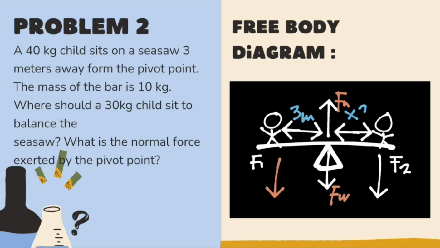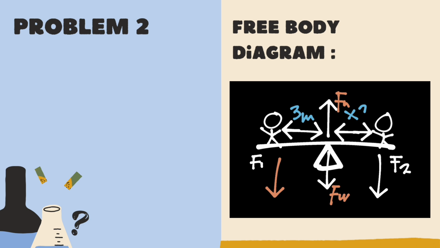On the free body diagram, the child on the left is 3 meters away from the pivot point, and the child is exerting a weight force called F1. And on the other side, the second child is x meters away from the pivot point, which is what we are looking for, and the child is exerting a weight force called F2. And the mass of the bar also has a weight force, and the pivot point also has a normal force, which is an upward force.